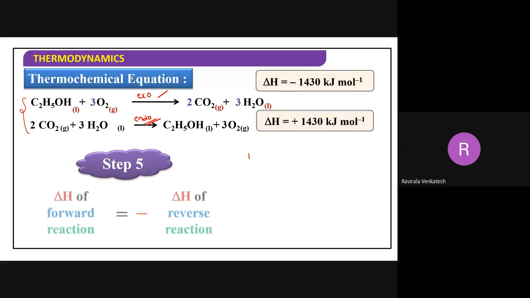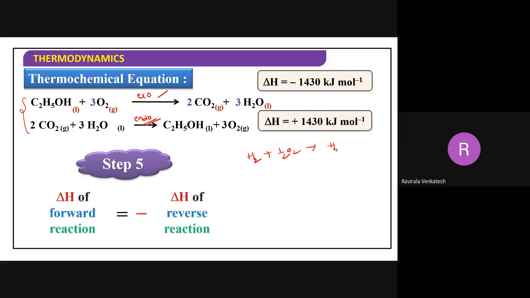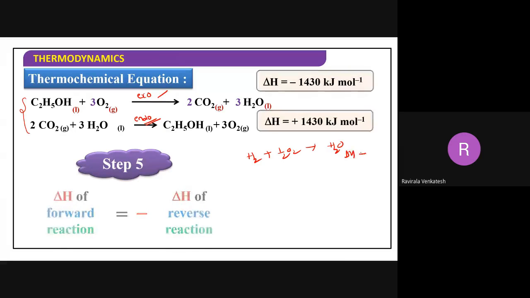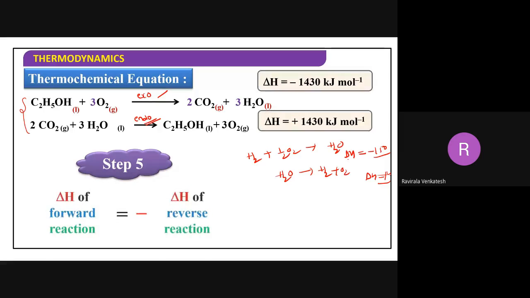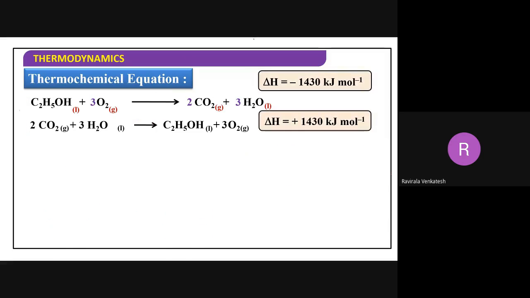For example, just now we have taken hydrogen plus half oxygen gives rise to water. In this case, delta H is negative, something around 150 something. Now reverse, if you take dissociation of water into hydrogen plus oxygen, it will always be positive. So if the forward reaction is positive or endothermic, then the backward reaction of the same will be exothermic. This is very, very important. Everyone knows?